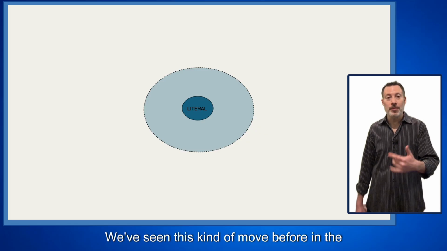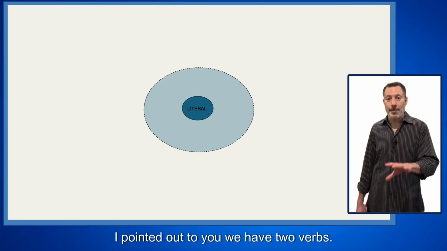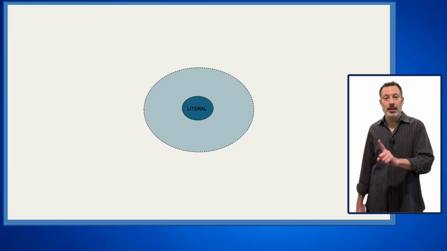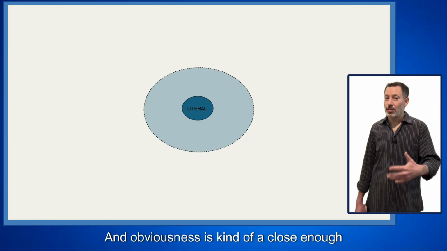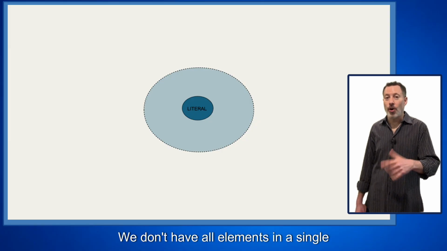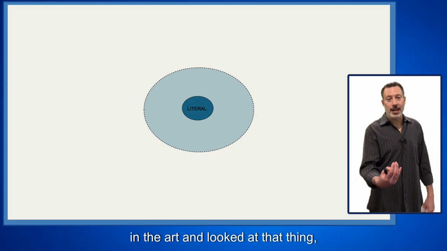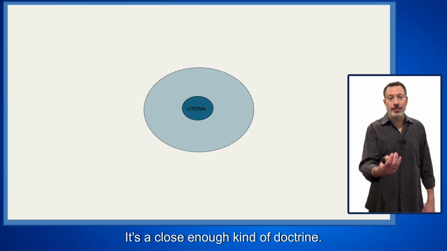We've seen this kind of move before in the patent system. Remember in the prior art video, I pointed out we have two verbs: anticipation, all elements in a single reference, and then this idea of obviousness. And obviousness is kind of a close enough doctrine, right? We don't have all elements in a single reference, but come on, if someone skilled in the art looked at that thing, they would have understood your invention already. It's a close enough kind of doctrine.